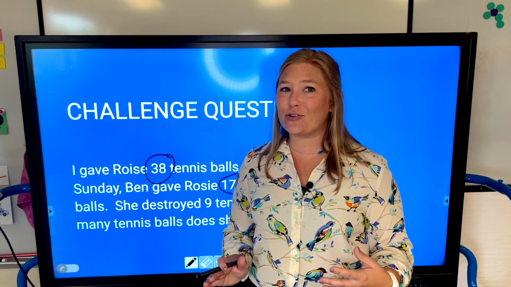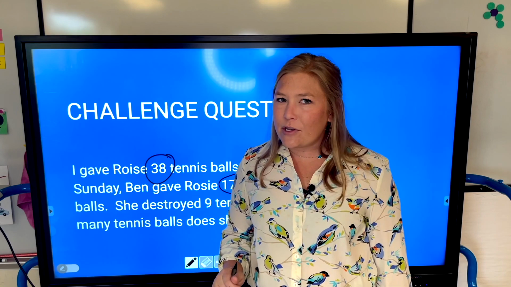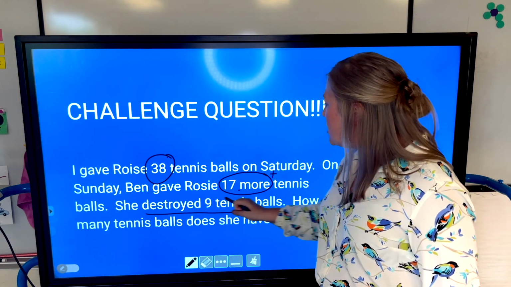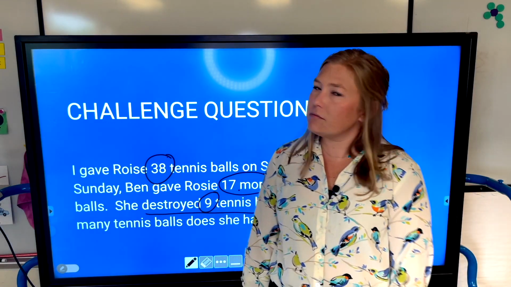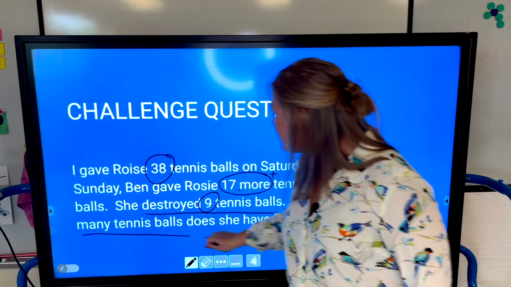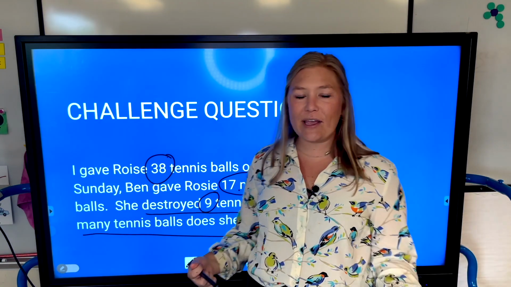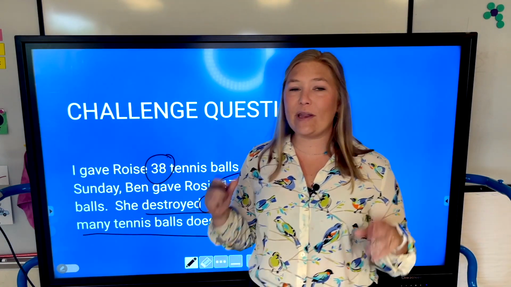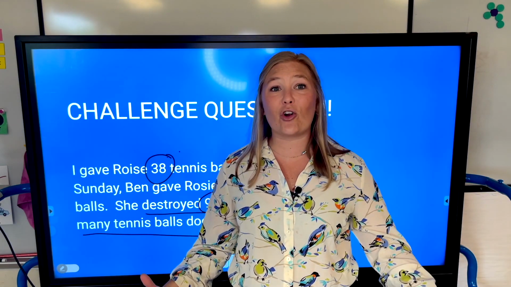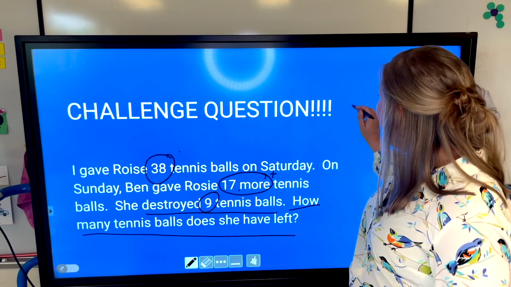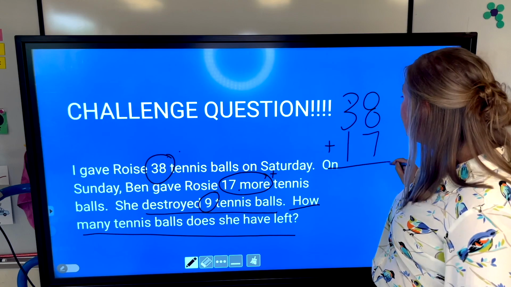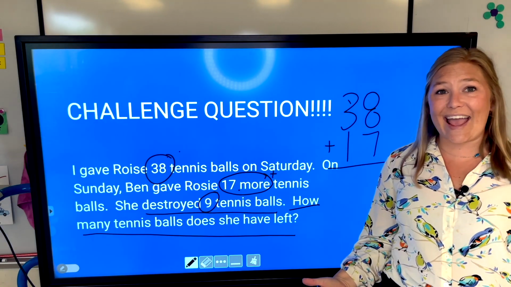But that's not the answer to our question, because what did Rosie do? She destroyed 9 tennis balls. She does that. So how many tennis balls does she have left? So how are we going to figure this out? Well, we need to not forget that we need to add to find out how many tennis balls she started with. So we're going to be adding 38 plus that 17 that she received on the next day.